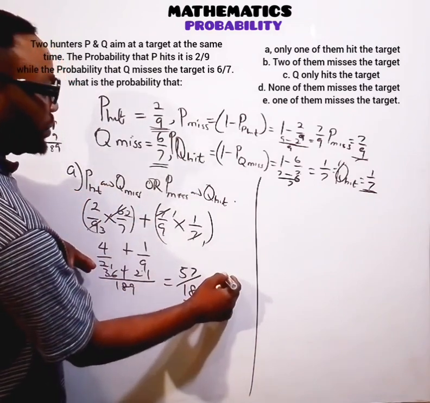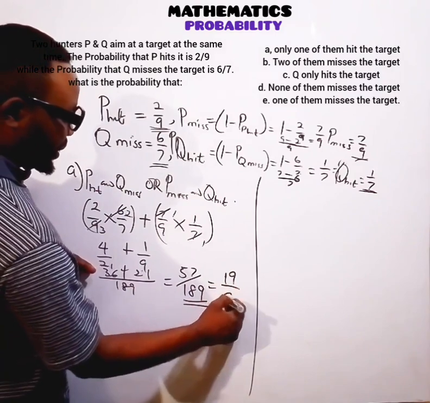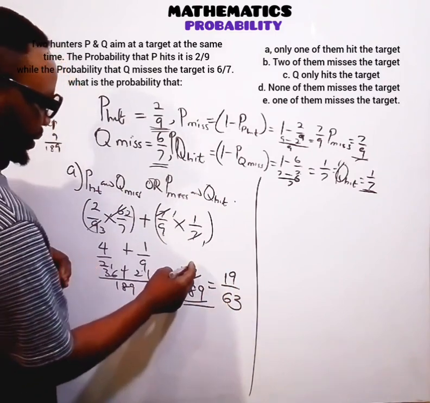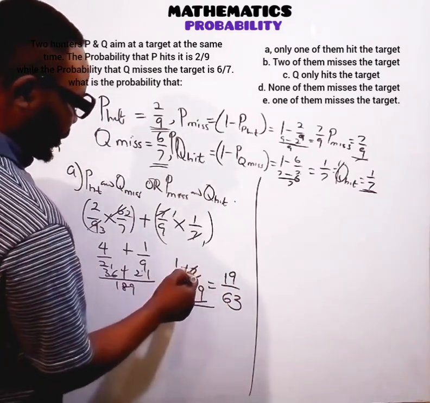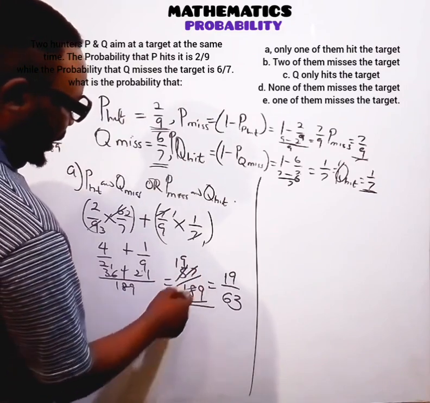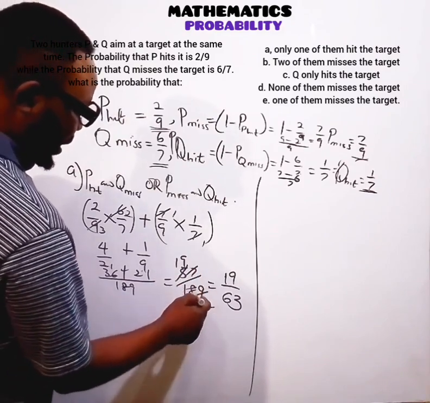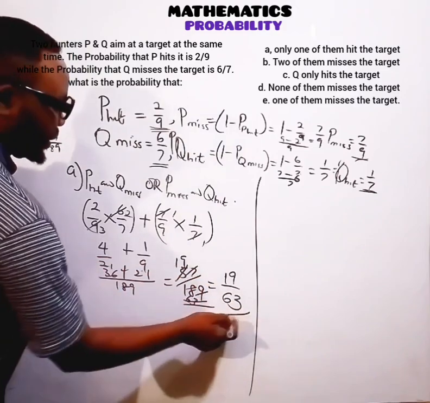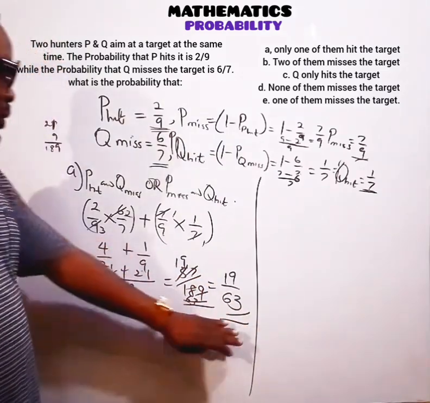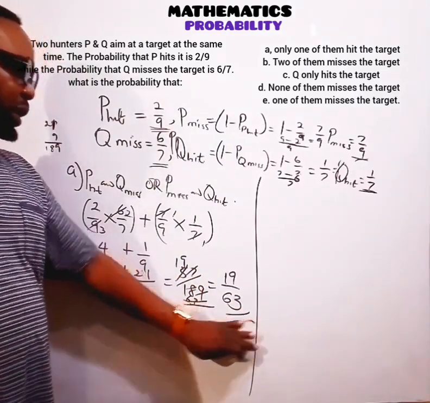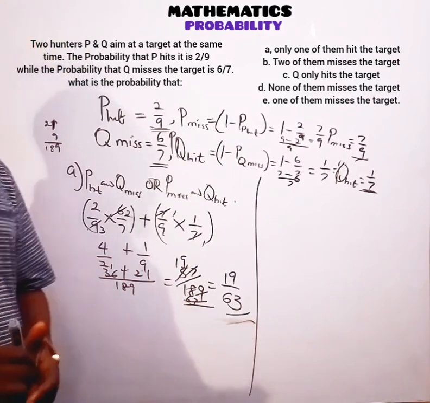That's going to become 19 over 63. 3 in 27, that's 9. 3 in 18, that's 6. 3 here, 3. 19 over 63. That is the answer to that particular question, that is, only one of them hits the target.